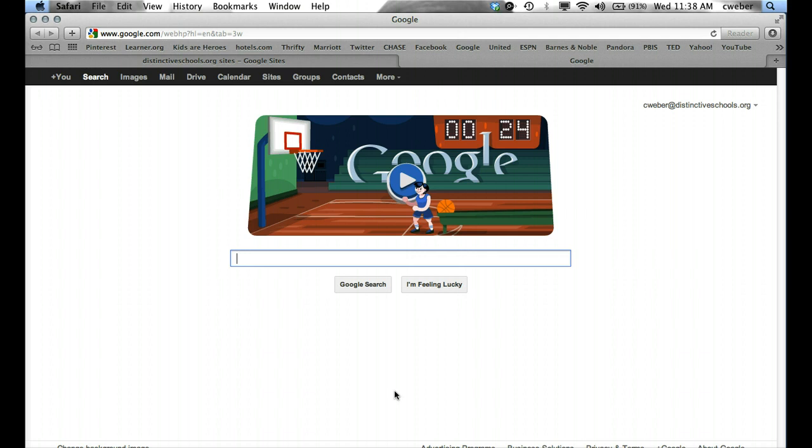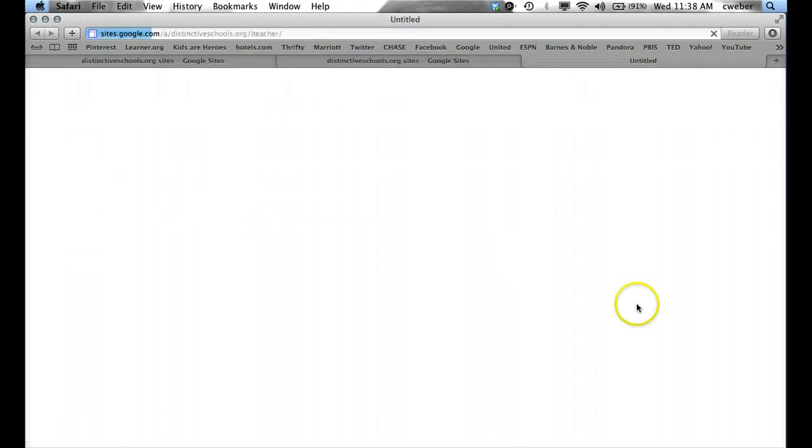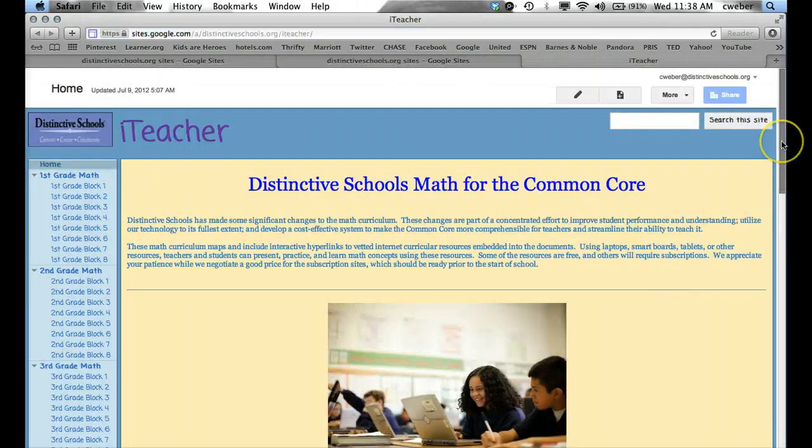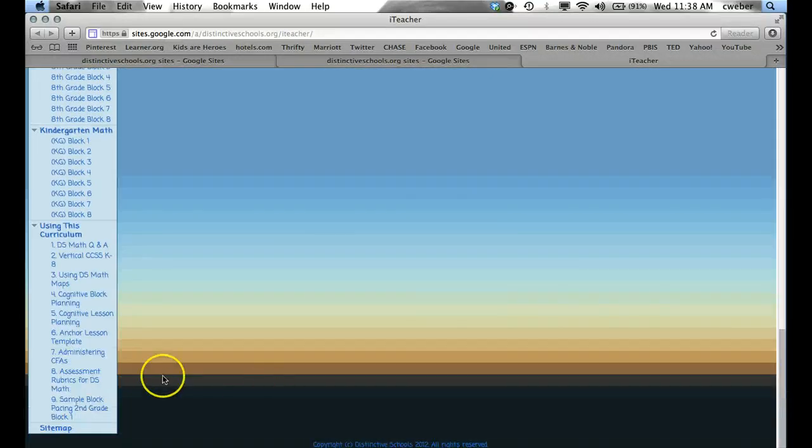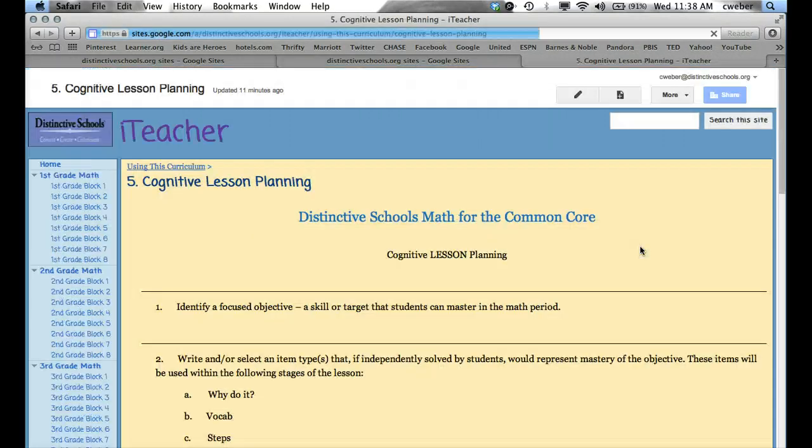You can see I'm on my Google search site. I've logged into Distinctive Schools, and I'm ready to go. So to get to the website, I click on Sites as we've done before, on iTeacher, and I'm ready to think about a lesson. So we have a document on the left-hand side called Cognitive Lesson Planning. Let's click on that. It's on our left sidebar. And we're going to review this real quickly and then look at some other resources that we have for y'all.